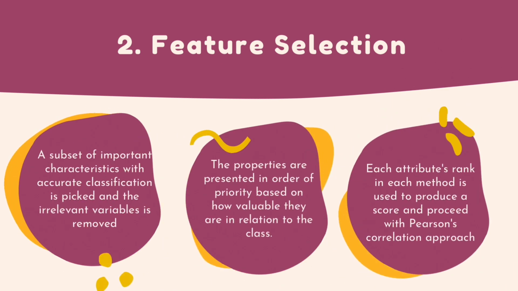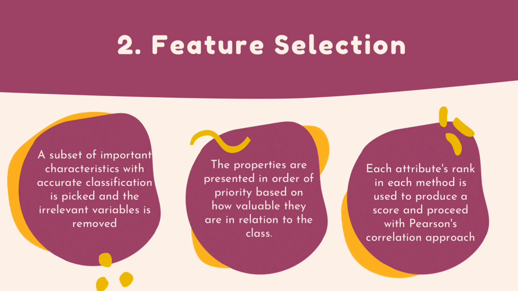Proceed with the next subtopic, which is feature selection. A subset of important characteristics that have a favorable impact on classification accuracy is picked through the process of feature selection, which is also known as attribute selection. Feature selection allows the removal of irrelevant variables. The properties are presented in order of priority based on how valuable they are in relation to the class. After they have been applied, each attribute's rank in each method is used to produce a score.